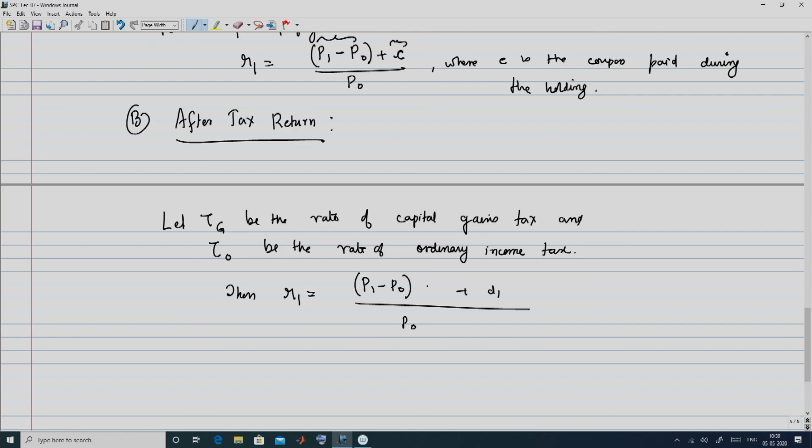So, that means the amount of money that remains with you is P1 minus P naught into 1 minus tau g, and also for the dividend you have to pay the income tax at the ordinary rate. So, that means on the amount of D1, after having paid the ordinary income tax at rate tau o, you are left with an amount of D1 into 1 minus tau o.